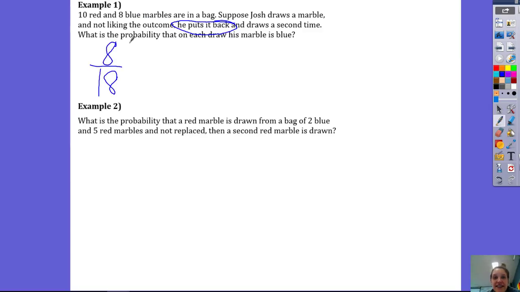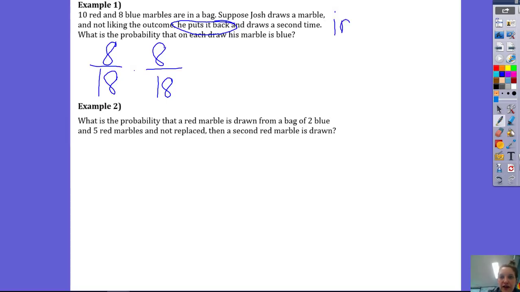And because he's going to put this marble back in the bag, the second time we draw a marble, it's still going to be out of 18 marbles because I have all 18 marbles in my bag. So the probability of drawing a blue marble is still 8 out of 18 because I put that marble back into my bag. So I haven't changed the number of marbles.